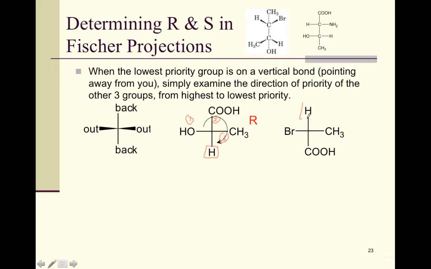So my lowest priority is on a vertical, so it's what I see. This is number 1, this is number 2, this is number 3. The direction is counterclockwise. This would be an S.